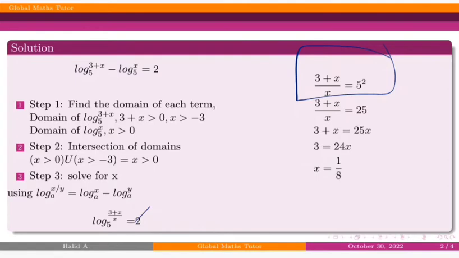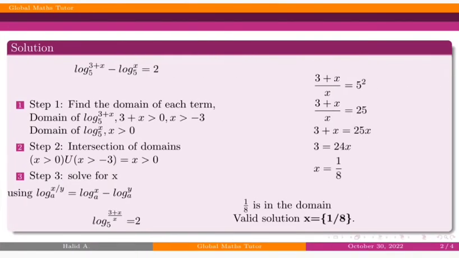Now after solving for the value of x, step 4 is to check if the solution is valid or not. That means we check whether this solution is in our domain. Remember, in step 2 we found the domain is x greater than 0. 1 over 8 is greater than 0, so it is in our domain and it is a valid solution. Therefore, the solution of this equation is x equal to 1 over 8.